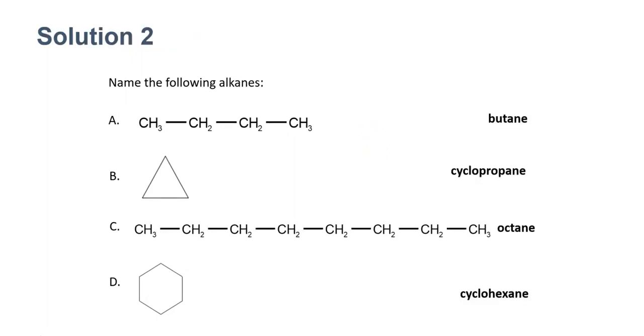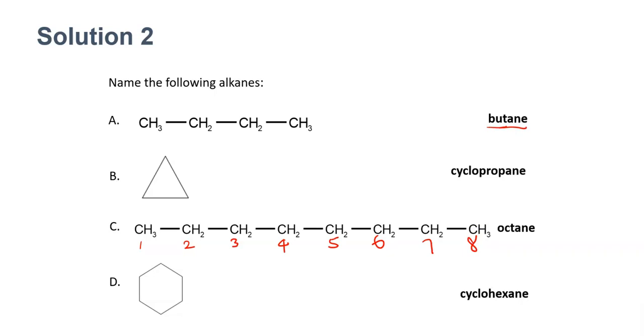A. It is a linear molecule with 4 carbon atoms. So the prefix is but, and it's an alkane, so it's butane. Part B is cyclopropane, and C, it has 1, 2, 3, 4, 5, 6, 7, 8. 8 carbons containing alkane is octane.